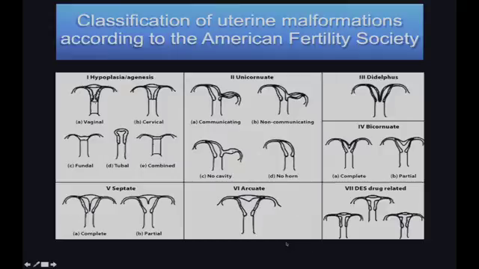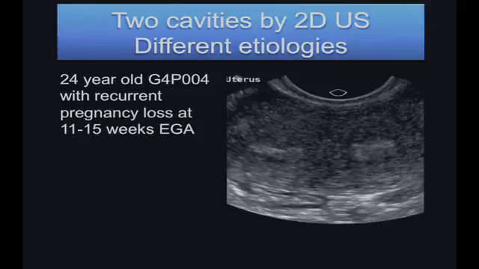What we're going to be talking about mainly are the most common anomalies, which are on the spectrum of the arcuate and septate uterus, as you can see here, and the bicornuate and didelphys uterus, these two images here. So let's first look at this patient, a 24-year-old gravida 4, para 4, with recurrent pregnancy loss at 11 to 15 weeks gestational age. So we can see our first patient with two cavities.